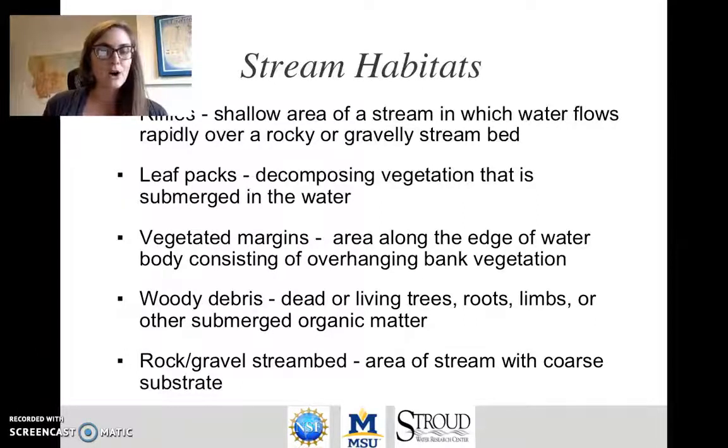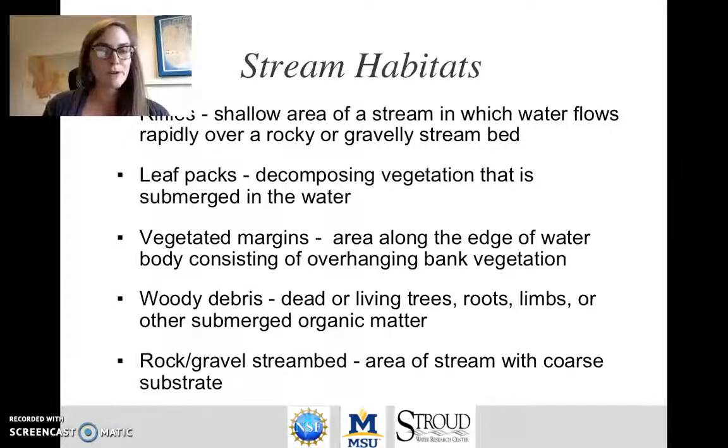Leaf packs are groups of decomposing vegetation that's submerged in the water, and you often find lots of macroinvertebrates living in leaf packs. Vegetated margins are areas along the edge of the water body that consist of overhanging bank vegetation, and that's important because it contributes leaf litter to the system. It also creates areas of shade and relatively cool temperature, which is important for things like macroinvertebrates and fish.